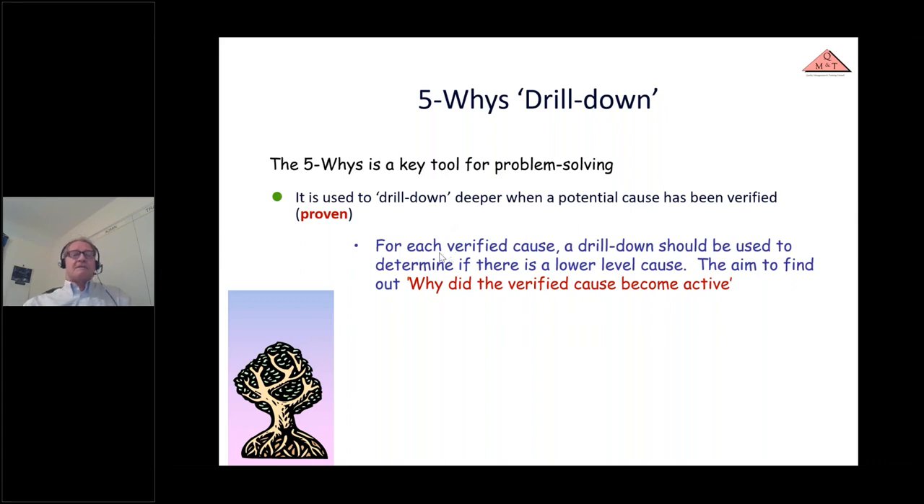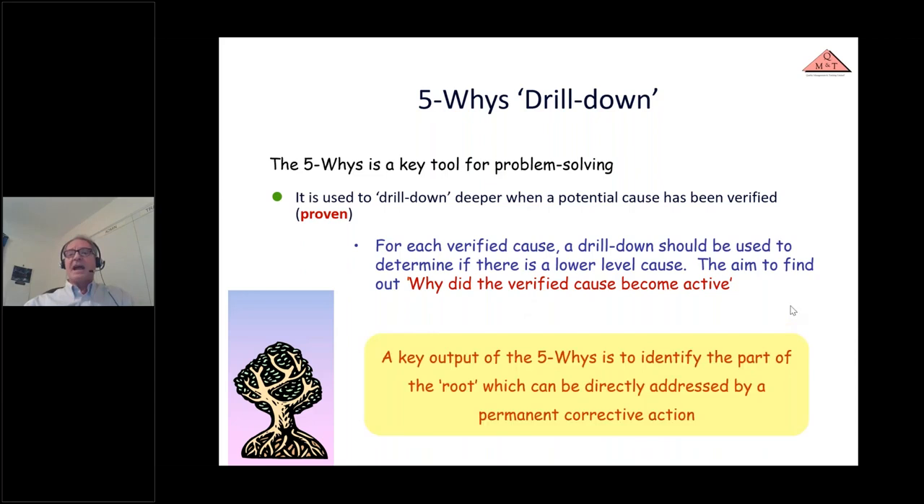For each verified cause, a drill down should be used to determine if there is a lower level cause. The aim is to find out, why did the verified cause become active? A key output of the 5 whys is to identify the part of the root which can be directly addressed by a permanent corrective action. I'm going to illustrate now a simple example of the 5 whys.